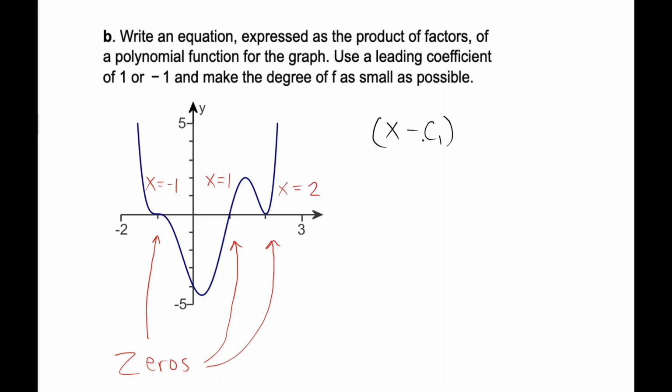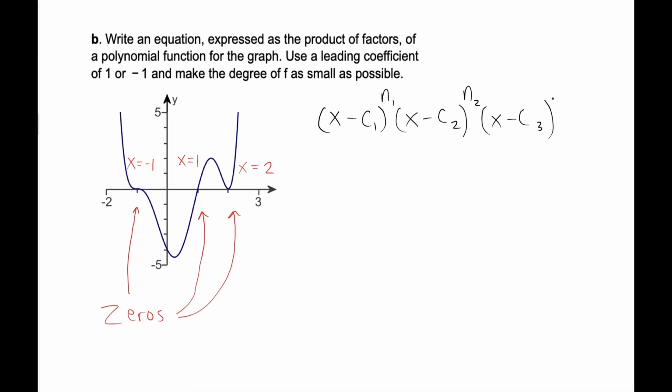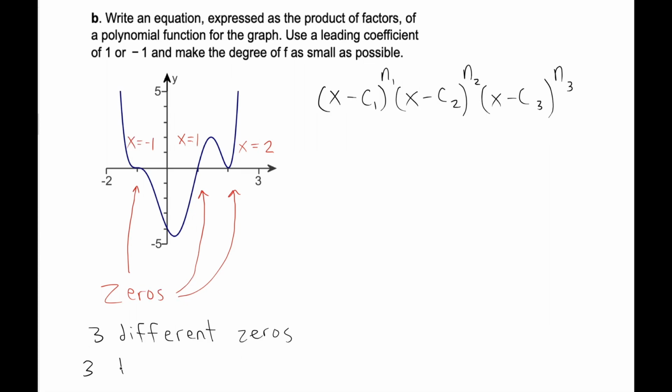Our polynomial is going to come in the form of x minus c1 to a power times x minus c2 to a power times x minus c3 to a power as well. This is because there are 3 different zeros. So we could have up to 3 different linear factors with various multiplicities. So I'll call it 3 unique linear factors.